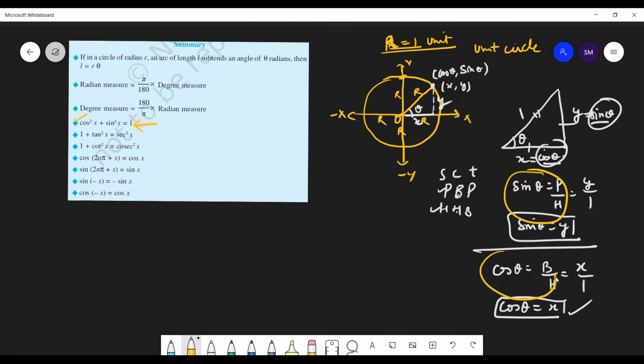What you can do is, because you want sine square plus cos square, square them and add them. So what do you get? p square by h square plus b square by h square. So this is p square plus b square, which is equal to h square. So h square upon h square is 1. So we have the formula cos square theta plus sin square theta is equal to 1. That is also the same thing.